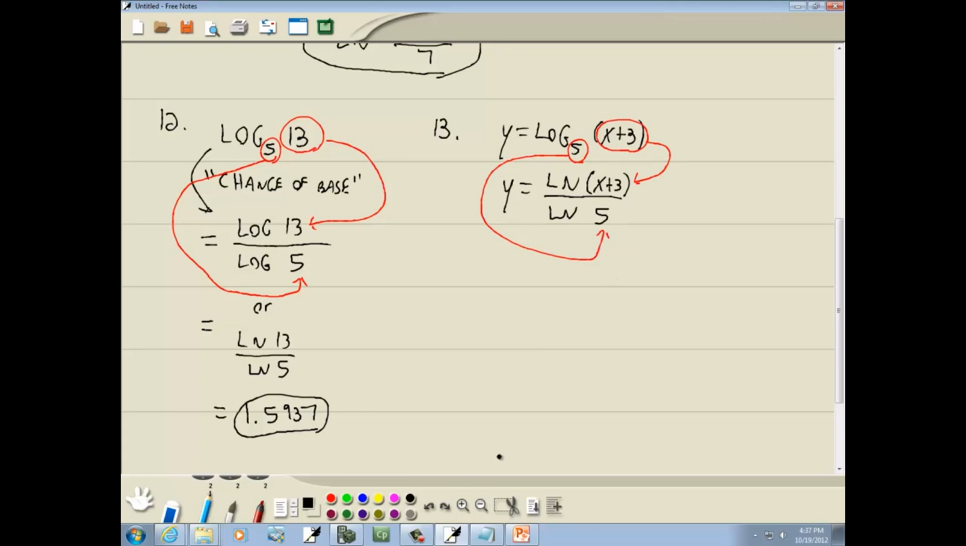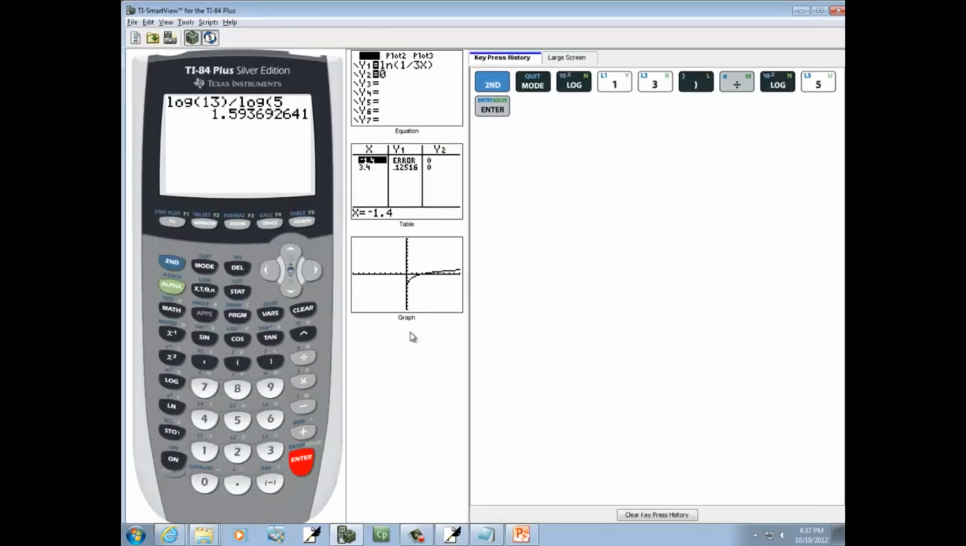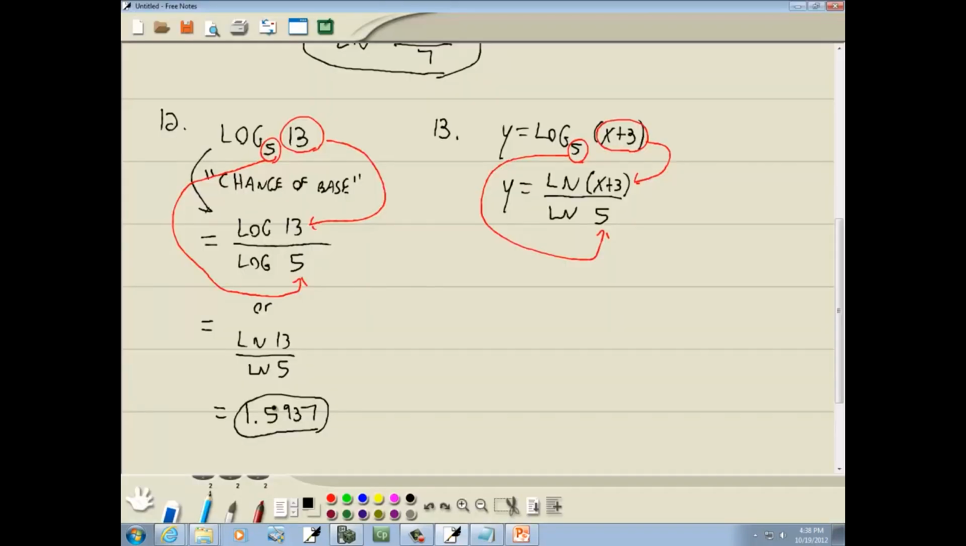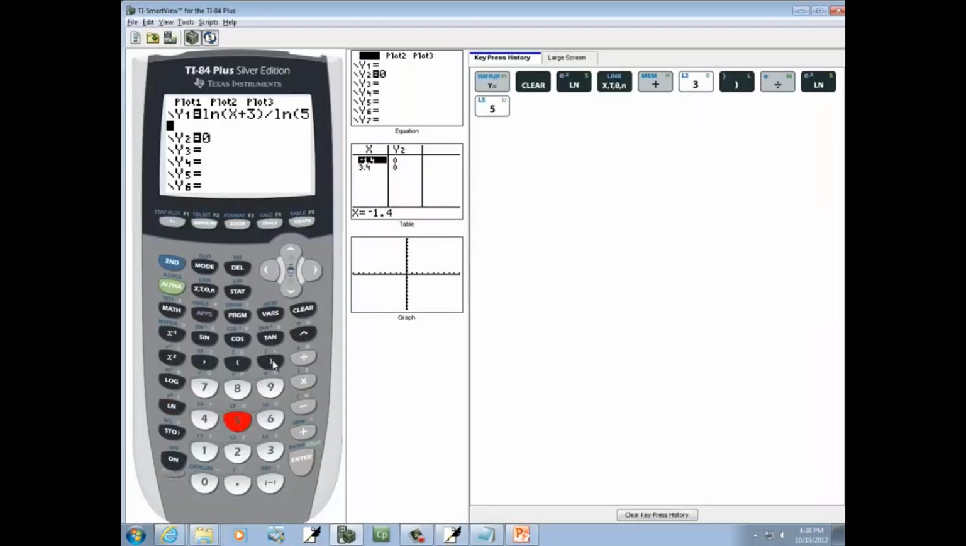Let's go graph this now. So press my y equals, press clear, and I got natural log of x plus 3, closing parentheses, divided by natural log of 5, closing parentheses, and then graph.